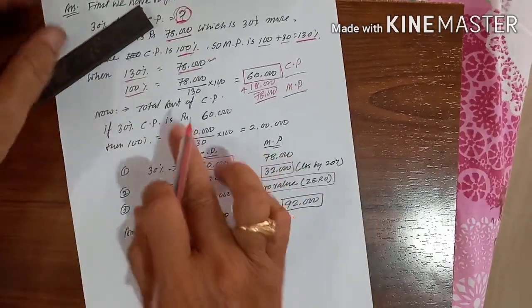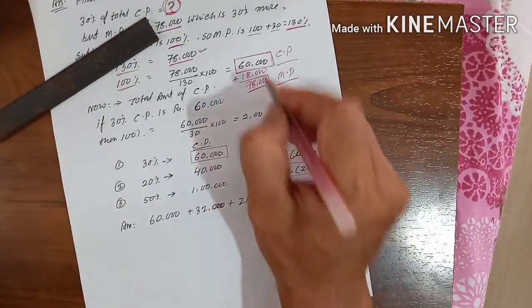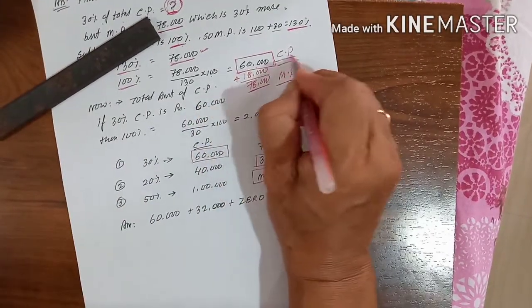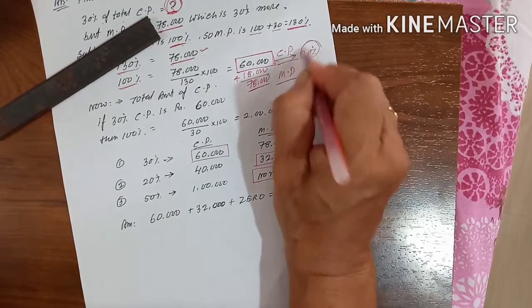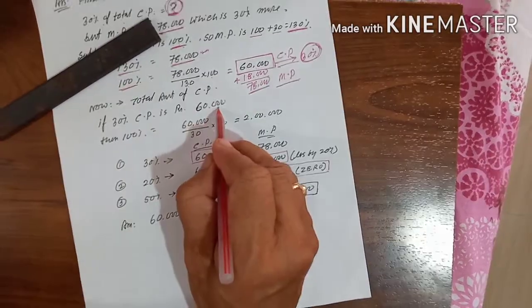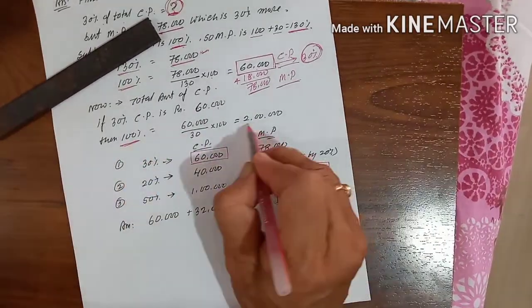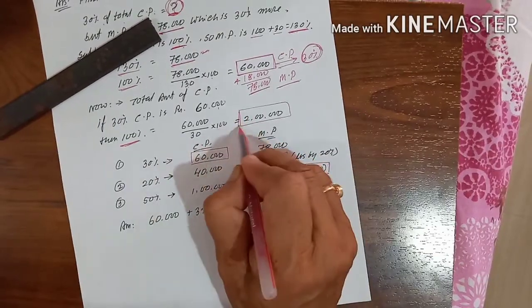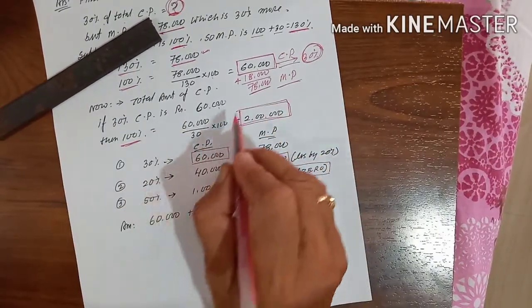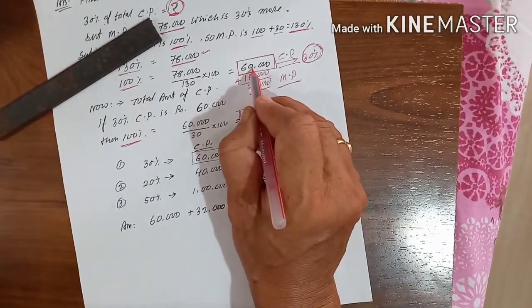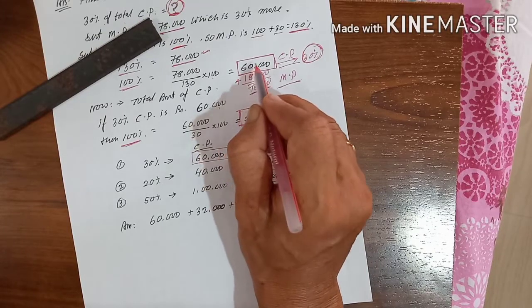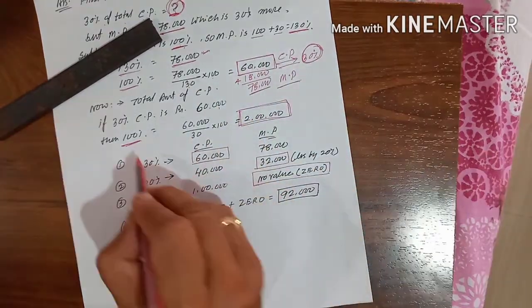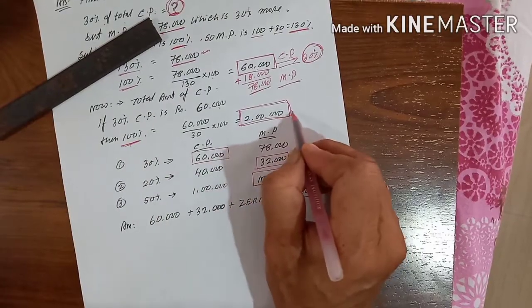Now, the total amount of CP. This 60,000 is the 30%. Now if 30% is 60,000, then 100% is equal to 2 lakh. That is most important. Don't think your total CP is 60,000. 60,000 is 30% of your total CP, so your 100% CP is 2 lakh.